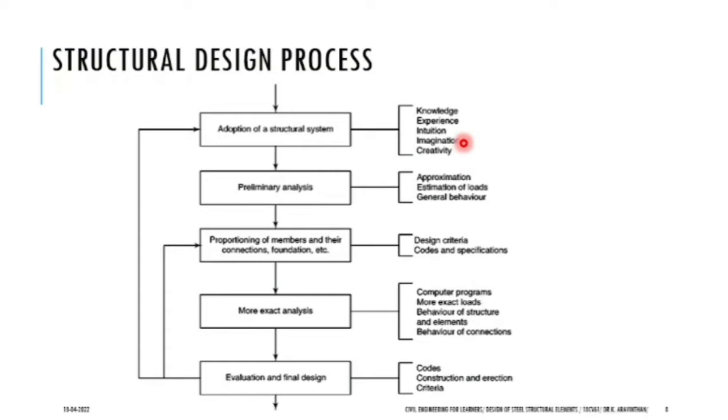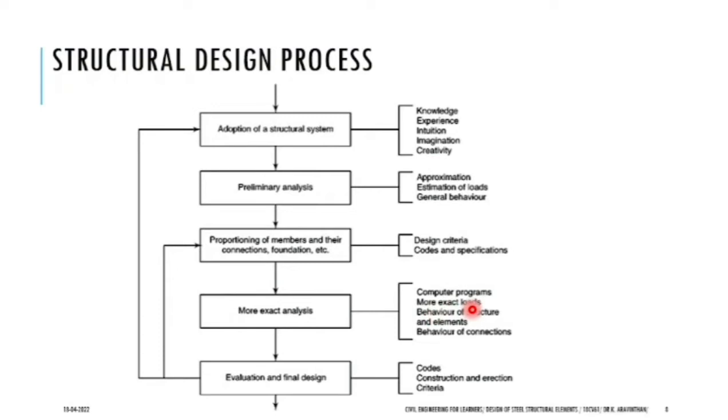So these are the points where you have the proportioning, connection and the foundation. Here comes the soil engineer and he will give the water table level, what the moisture content is, and what kind of foundation you can put. Everything you have to discuss here. Okay. The next thing is more exact analysis. This part is computer programs, more exact load.